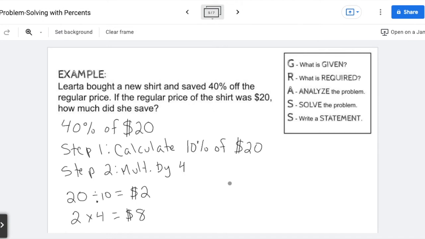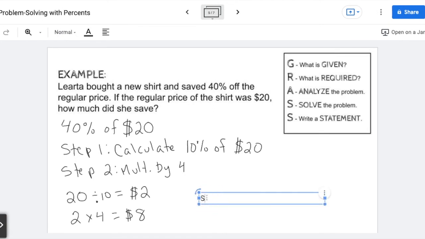So if I answer the question, how much did she save? She saved $8.